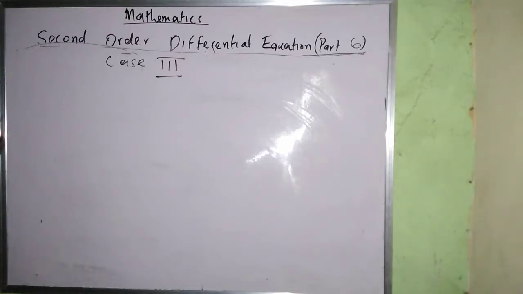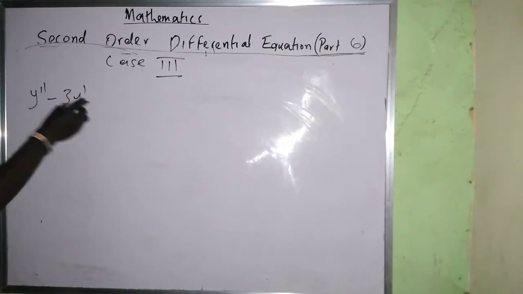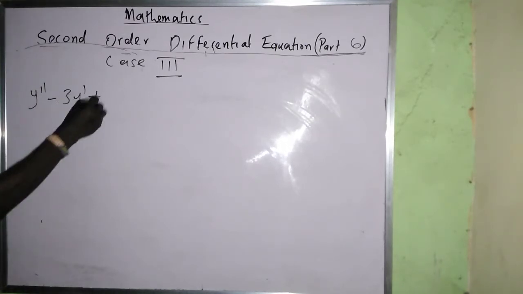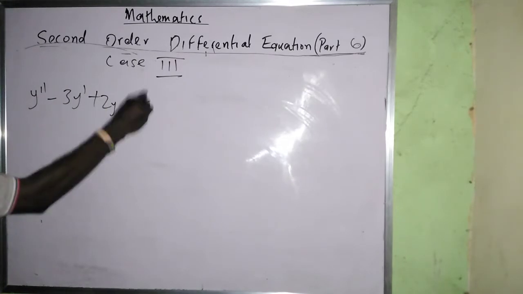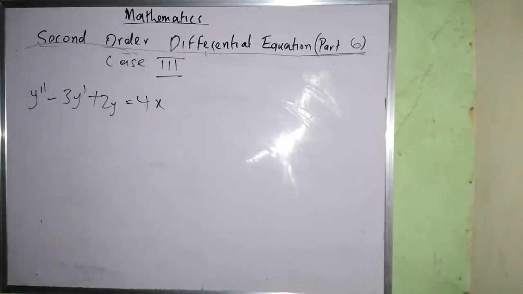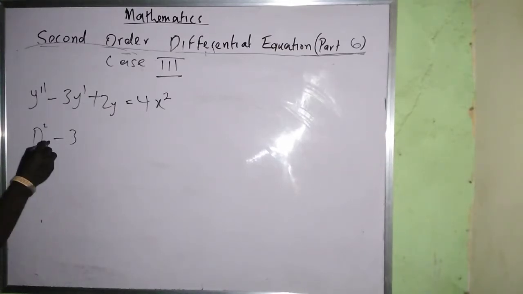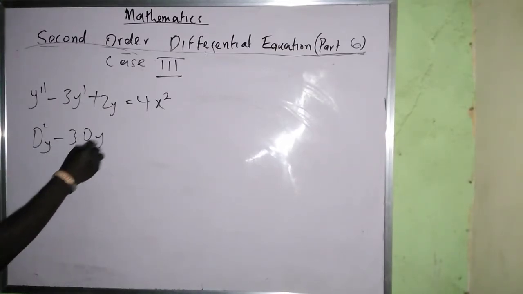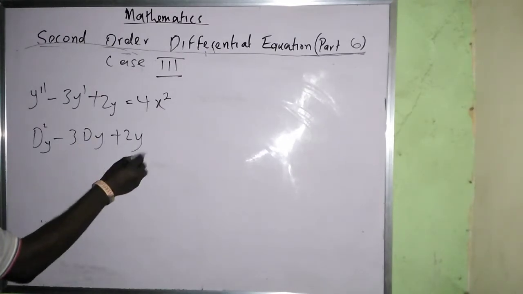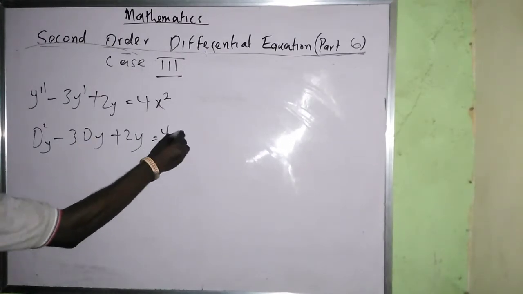Now, my case 3, if I have y prime prime, we have done all this in our part 5 and part 4, which is the inhomogeneous method. But this time around, I'm working on the D-operator method. This is called the D-operator method. Now, how do I do it? The same way, I'll be having D squared minus 3D y plus 2y equals 4x squared.